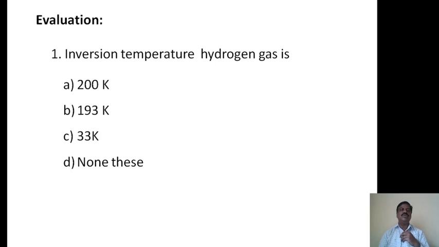First question: the inversion temperature of hydrogen gas is, A option 200 Kelvin, B 193 Kelvin, C 33 Kelvin, D none of these. Choose the correct option for this question. I will give just 10 seconds for you.